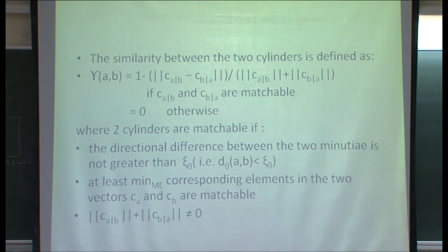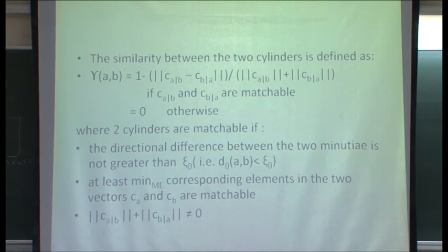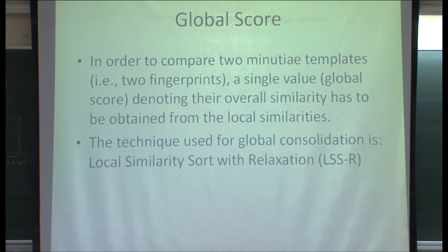Further, we assign a similarity score to two cylinders only if they are matchable. They will be matchable only if the directional difference between the two minutia is not greater than a certain value. That is, we are limiting the maximum possible orientation difference between the two cylinders. Second, at least a certain number of cells should be common in the two cylinders. Otherwise, we could have a matching based on a very small common area. Finally, we obtain the local similarity between each pair of cylinders.